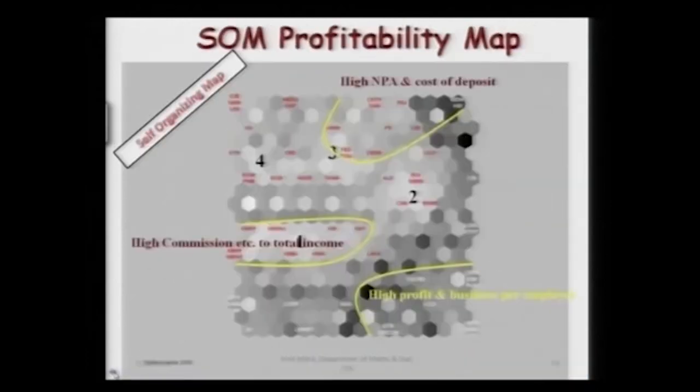Looking at this also, one gets a nice interpretation of the clusters that have been formed in the data. For example, if you look at this particular region, let me just go back to that particular figure. This was the region where we had high profit and high business per employee. If you look at the component plane visualizations, you have business per employee and profit per employee. On a gray scale, this is on a higher scale, and that's clearly a demarcating factor as far as the cluster formed of those banks.